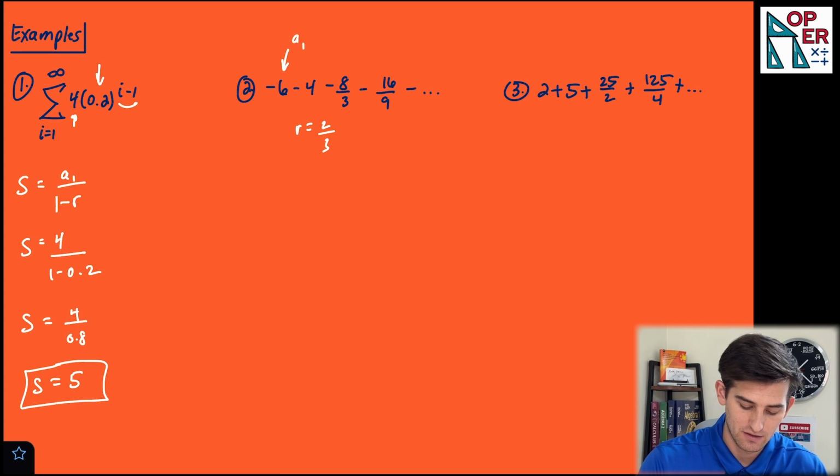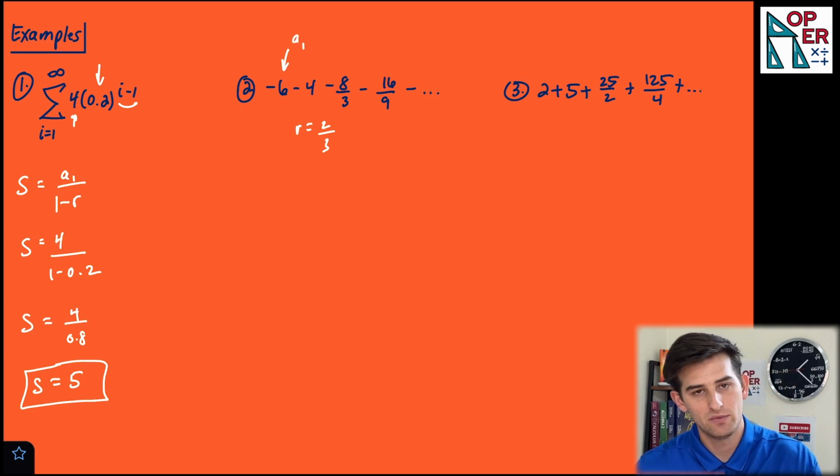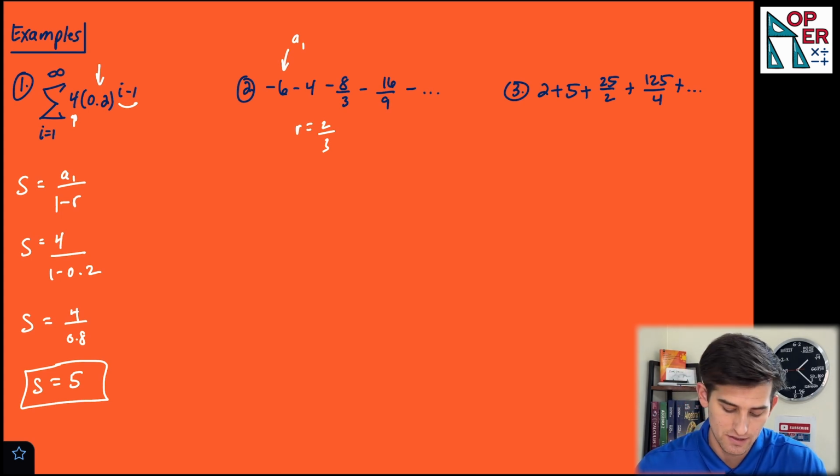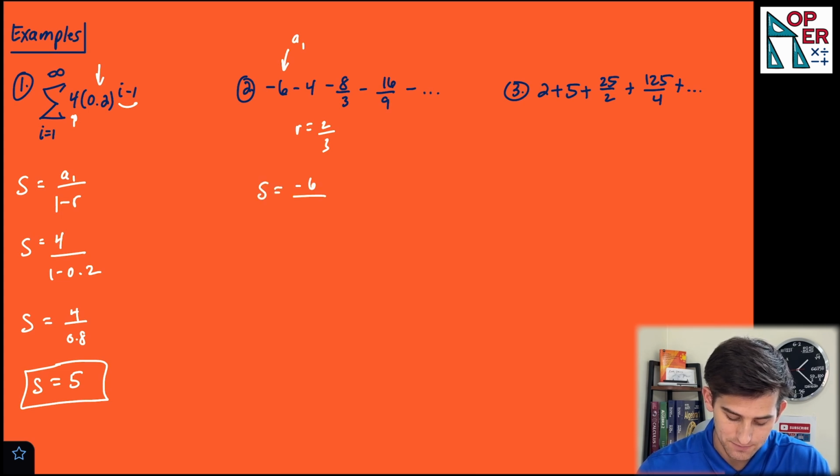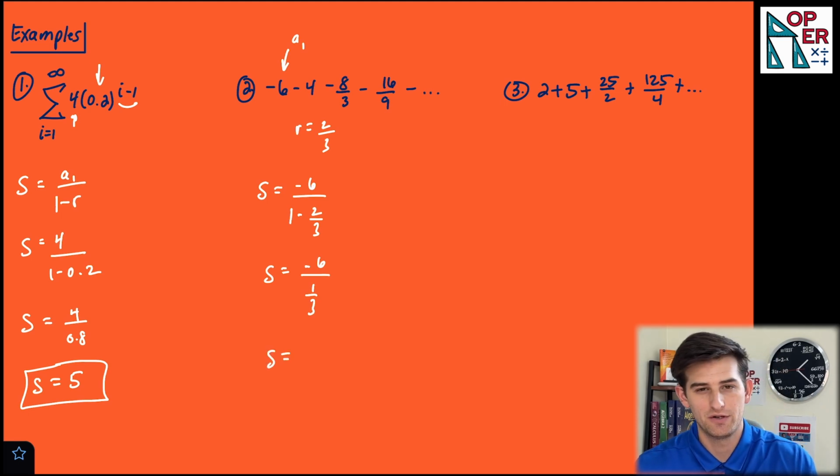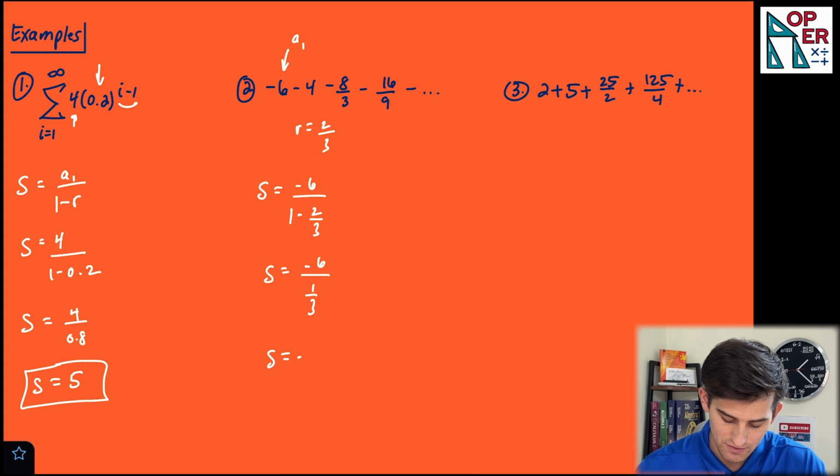And this right here is our first term. So now we can go ahead and find our sum, because our r value, our common ratio, is less than 1. It is 2/3. So now we're going to say S is equal to -6 over 1 minus 2/3. So S is equal to -6 over 1/3. So -6 divided by 1/3 would be like -6 times 3. So that's going to give us a sum of -18.